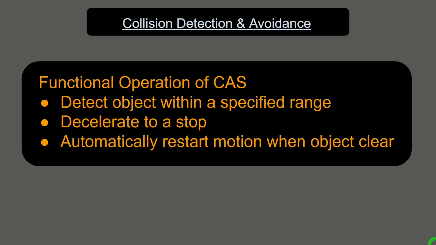For the functional operation of CAS, what I'm hoping it will do is detect an object within a specified range, and that will be tweaked probably in practical testing. I need it to decelerate to a stop, thus avoiding the collision. And then when the object is cleared out, I want it to automatically restart the motion, accelerate back up to speed, and move on. Pretty straightforward. I think incorporating it in code shouldn't be too difficult. I've already been through some testing on it, but what we're working with today will be some new code, slightly refined from what I've had in the past.